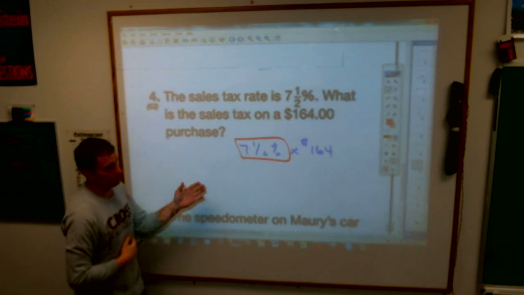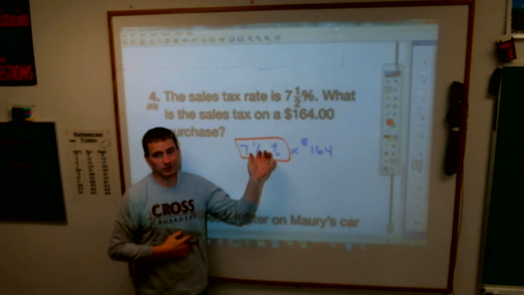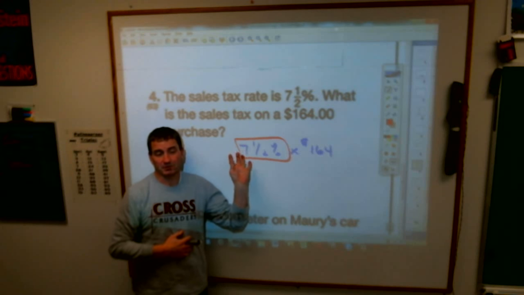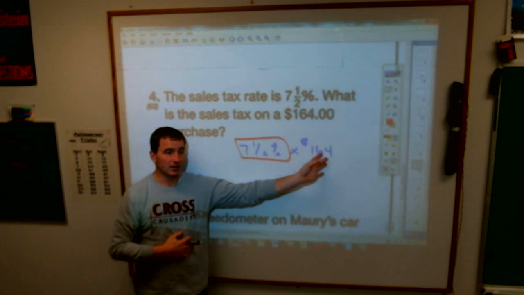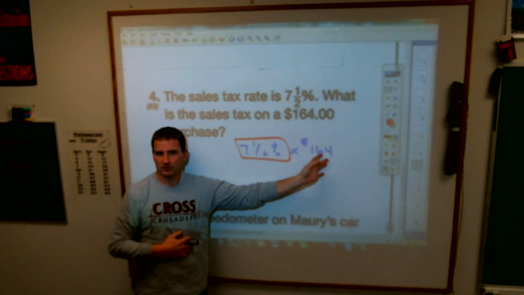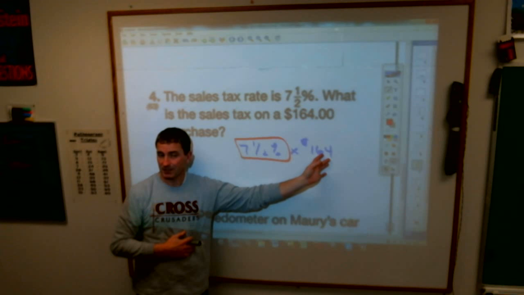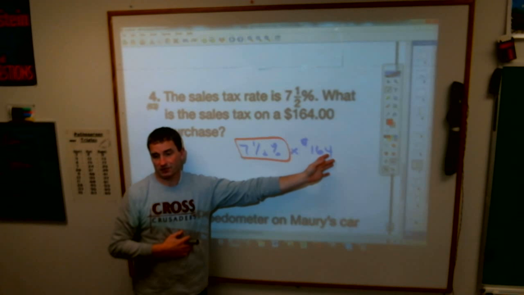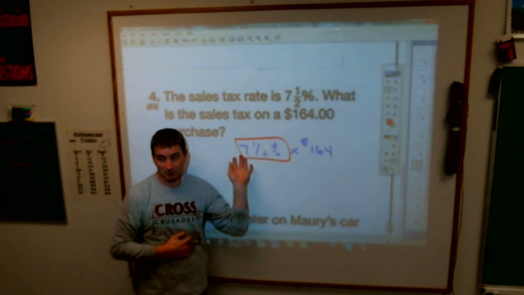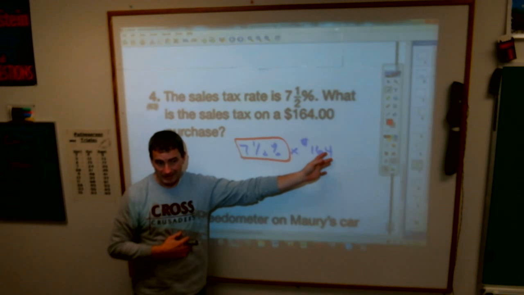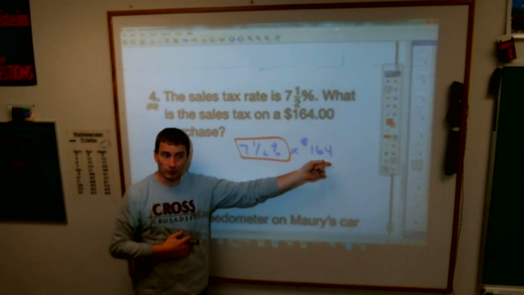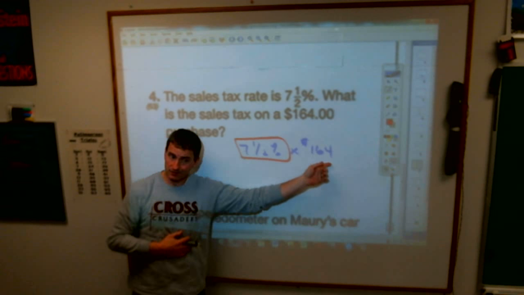If I asked you for 7% tax on $164, what's a good guess? 7% means 7 out of 100. So if you were paying $7 out of $100, tax on $100 at 7% would be $7. Okay, this is less than $200, so it's gotta be less than what? $7 tax on $100, how much tax would there be on $200? $14. So you know it's gotta be more than 7, less than 14.